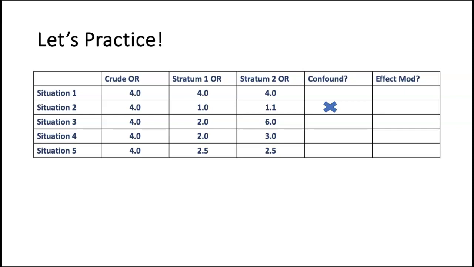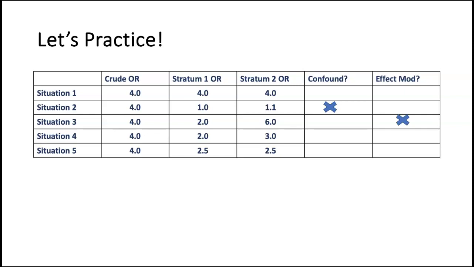The other thing that I notice is that my strata-specific measures surround my crude measure of association. So given that these strata-specific measures are very different from one another, 2 and 6, and the fact that the crude falls in between them, I know that I just have effect modification.